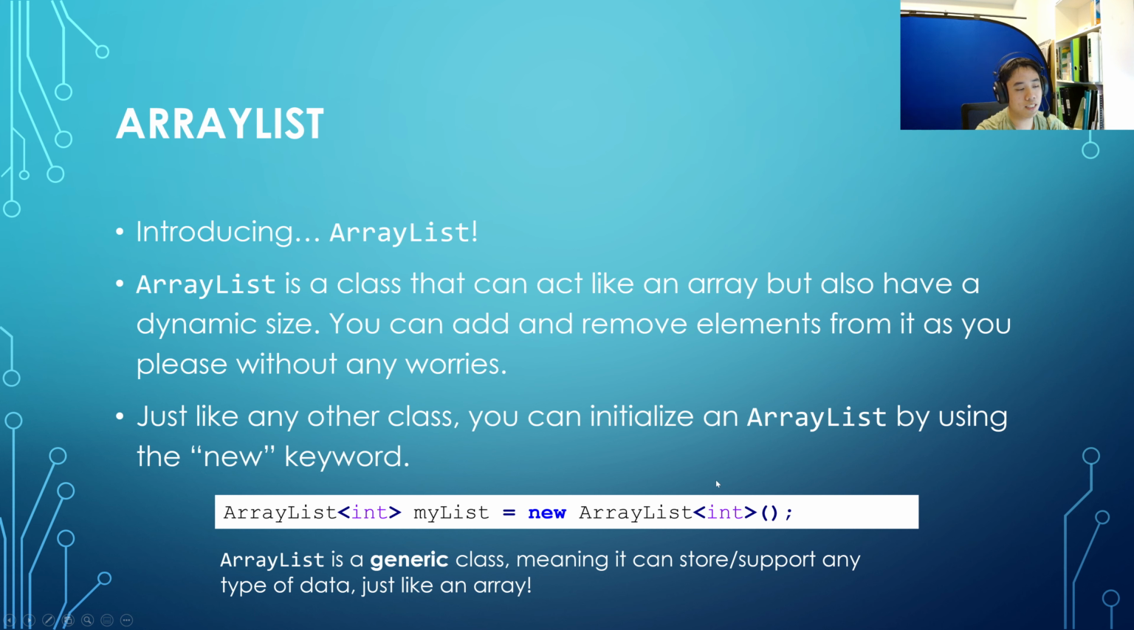And of course, just like any other object, we use the new keyword and then we specify the same data type again and add a pair of brackets. And of course, a semicolon. Inside the round brackets, you can specify the initial size as well if you want to, that is, if you can predict what the size is. Okay? That's about it.